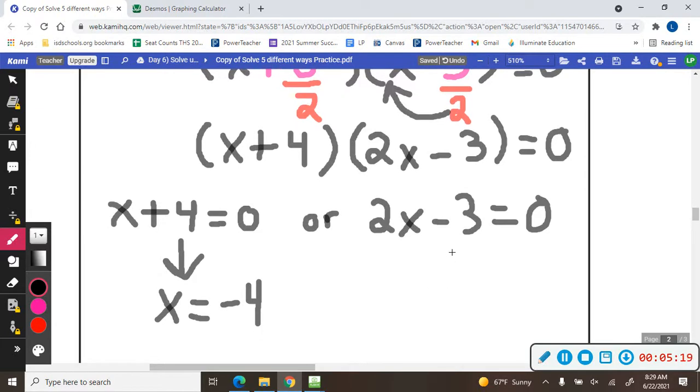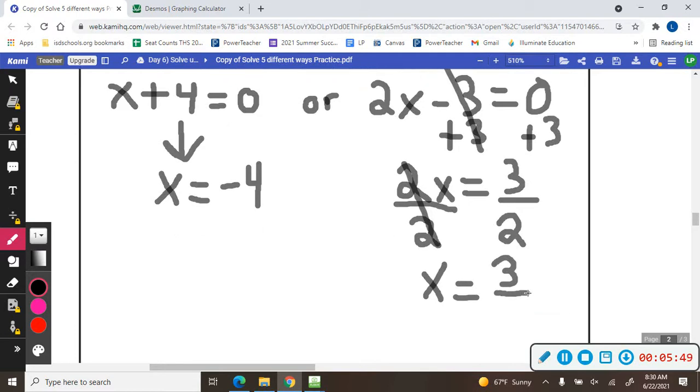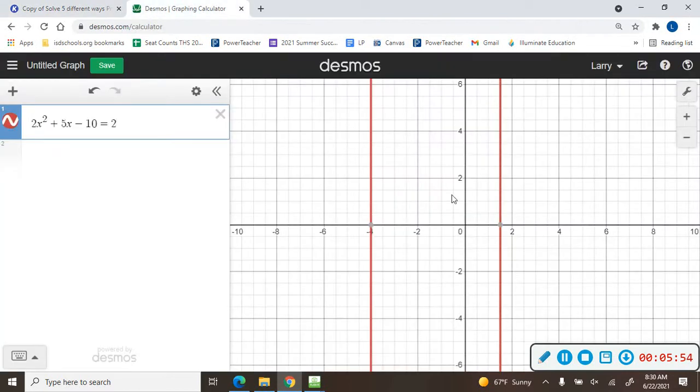This one takes a little more time. I would add 3 to both sides. I get 2x equals 3. Divide by 2. And I get x is 3/2, which is approximate, well, it's exactly 1.5. So by factoring, I found the solutions are 1.5 and negative 4. And remember, that's what I got here, 1.5 and negative 4.